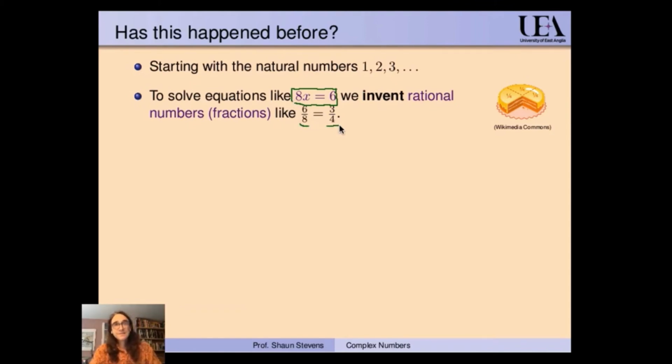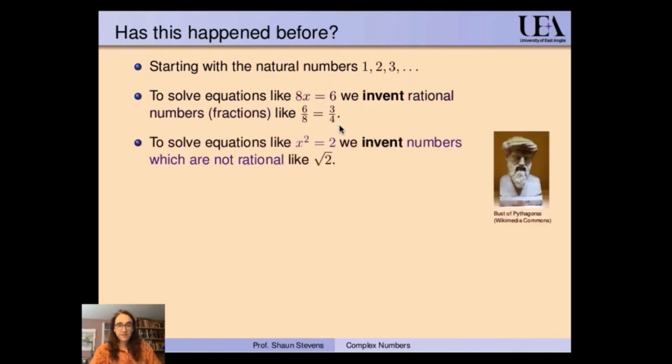Is that enough? Well, now suppose you start measuring lengths. Pythagoras' theorem tells us how to work out the length of the hypotenuse of a right-angled triangle. And if 2 of the sides are length 1, then the hypotenuse has length the square root of 2. And that is not rational. So we need even more numbers. In fact, if we want to measure lengths, we need all sorts of numbers. We need some square roots, we need cube roots, we need pretty much anything.